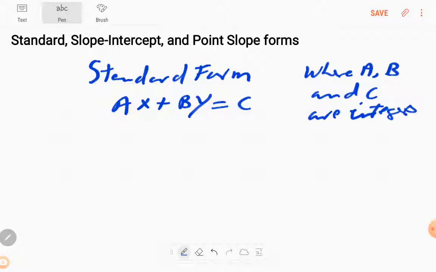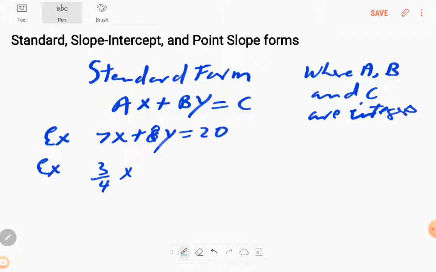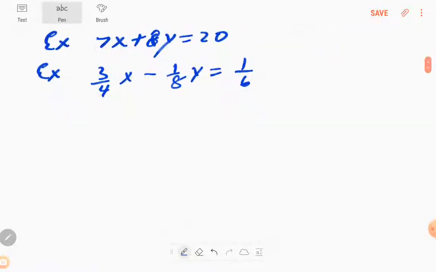Now, for example, this would be an example of a linear equation written in standard form. Now, we may be given an equation which is not written in standard form, and we're asked to put it into standard form. So, for example, if we were given the equation 3/4x minus 1/8y is equal to 1/6, right? So this is not in standard form, but we could be asked to put this in standard form.